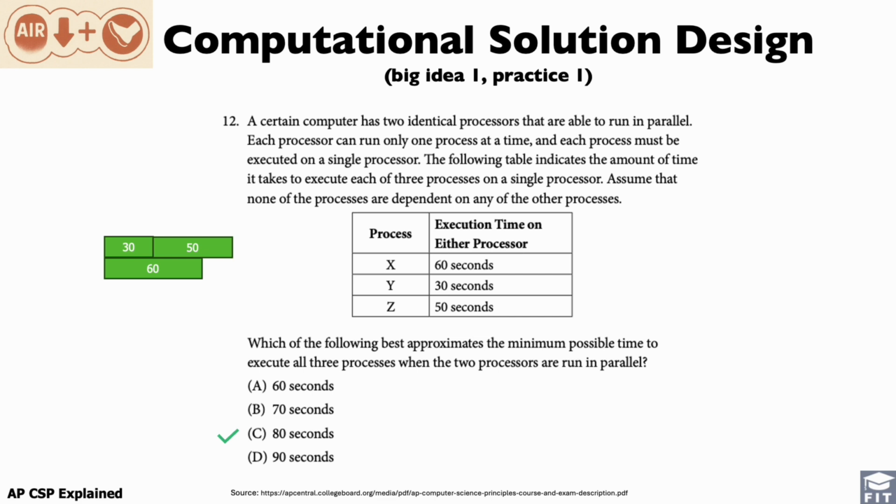Takeaway: in parallel processing, the total runtime is determined by the processor with the heavier load. To minimize time, try to balance the task durations across processors as evenly as possible.